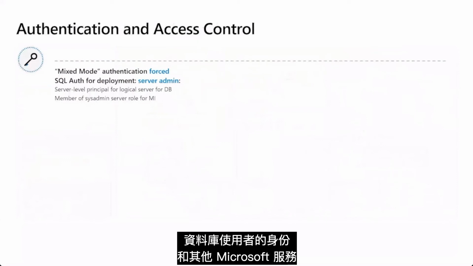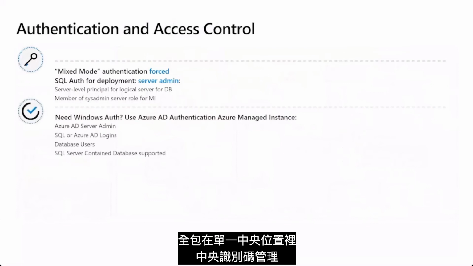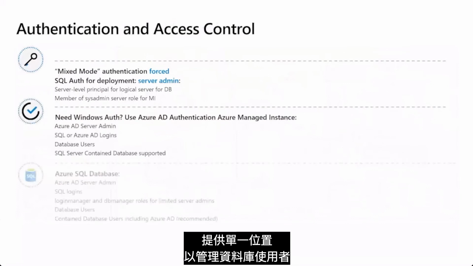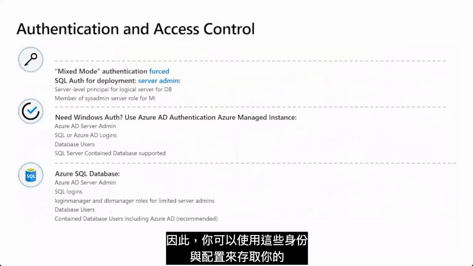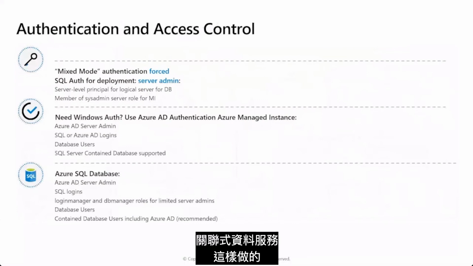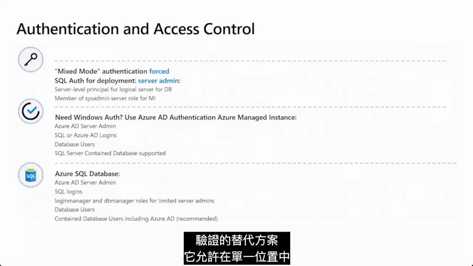With Azure Active Directory authentication, you can centrally manage the identities of database users and other Microsoft services in one central location. So central ID management provides a single place to manage database users and simplify permission management. So you can use these identities and configure access to your relational data services. Some of the benefits of doing so is that it provides an alternative to SQL Server authentication.